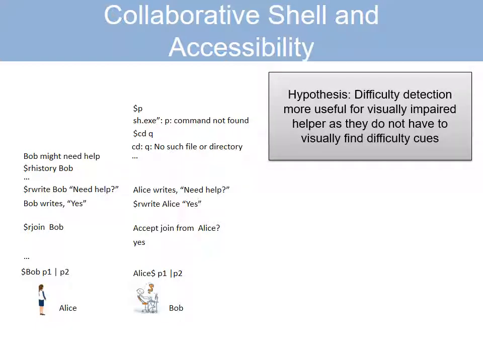Somebody who's monitoring my work can look at my interaction, look at my face, and figure out I'm in difficulty. But somebody who's visually impaired would probably prefer an inference from the system saying this person's in difficulty, and then they can do the magic shell command line command to help them. So that's a hypothesis I came up with yesterday based on what I heard.